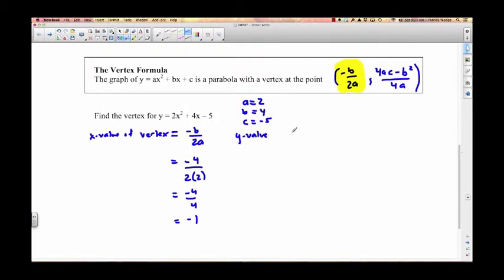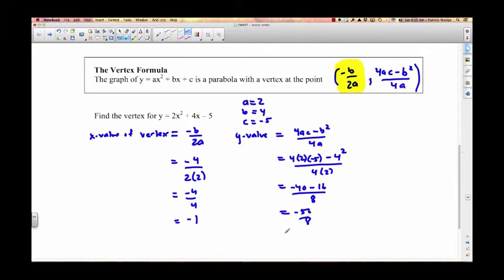Okay, to get the y value, there's two ways you could get the y value. The one way, which I don't really like, is you could use this, 4ac minus b squared over 4a. So let's try it. I just plug in the same numbers. So 4 times a, which is 2, c is negative 5, minus b is 4, and we're going to square that, all over 4 times a, which is 2. Okay, so that equals 4 times 2 is 8, times negative 5 is negative 40, minus 4 squared is 16, all over 8. So that equals negative 40 take away 16 is negative 56 over 8, so it equals negative 7. There you go. The vertex is equal to negative 1, negative 7.